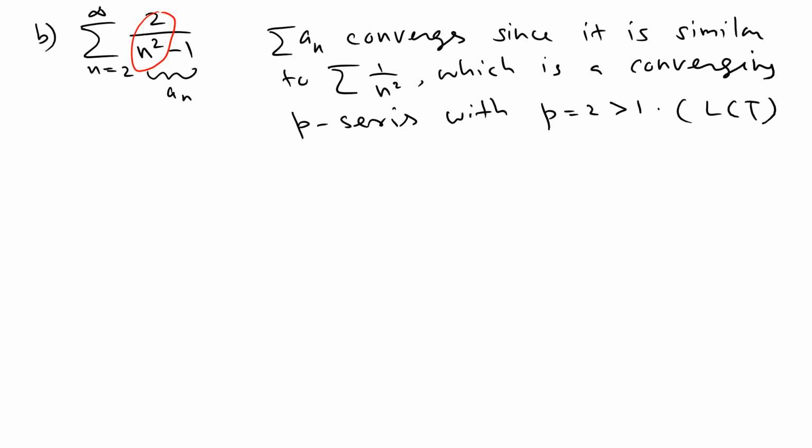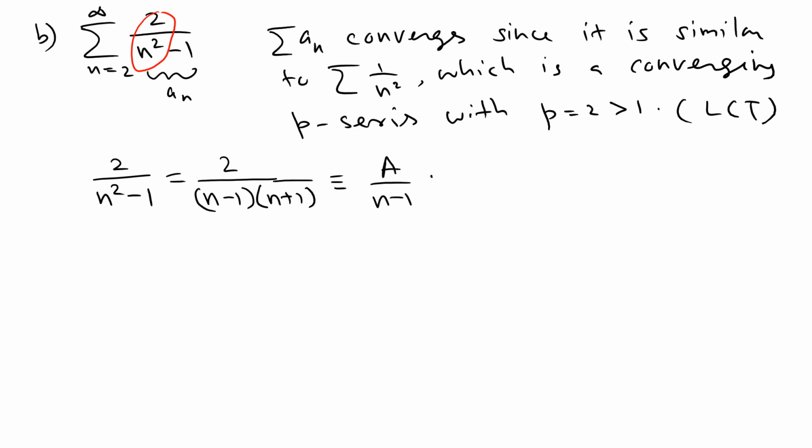Now what we normally do is look at the partial fraction decomposition. Let's start with the argument. What we normally do is see whether you can write the nth term as a difference of two consecutive terms. So we notice that we have 2 over n squared minus 1. We can look at the factors. The factors are n minus 1 and n plus 1. Now we can write this as a partial fraction: A over n minus 1 plus B over n plus 1.